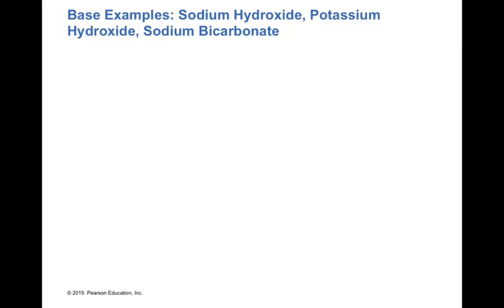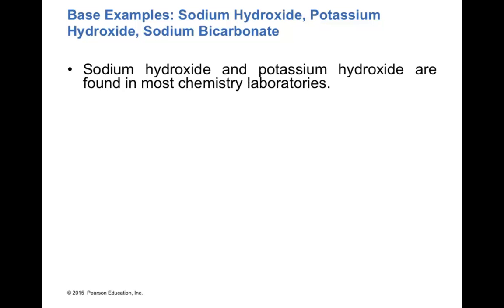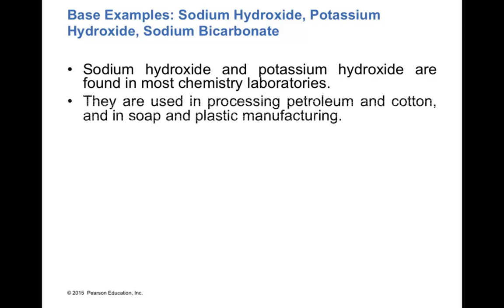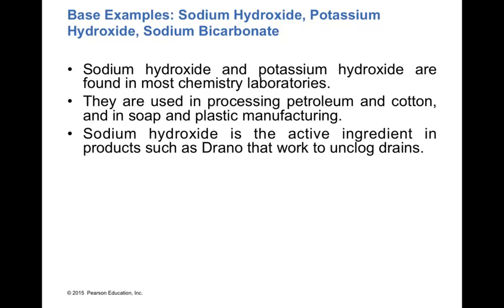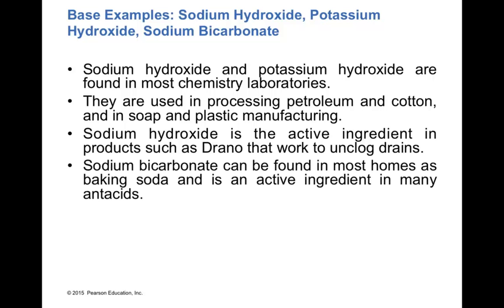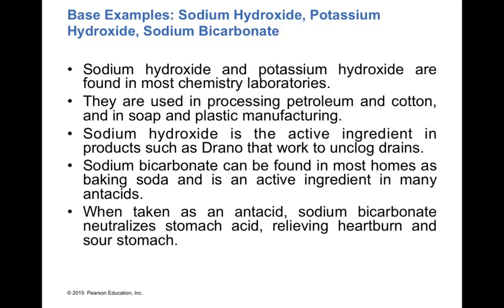Other basic examples are sodium hydroxide, potassium hydroxide, and sodium bicarbonate. Sodium hydroxide and potassium hydroxide are found in most chemistry labs. They are used in processing petroleum and cotton and in soap and plastic manufacturing. Sodium hydroxide is the active ingredient in products such as drain cleaner that work to unclog drains. Sodium bicarbonate can be found in most homes as baking soda and is an active ingredient in many antacids. When taken as an antacid, sodium bicarbonate neutralizes the stomach acid, relieving heartburn and sour stomach.